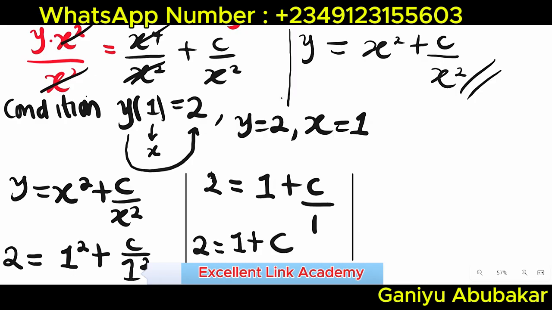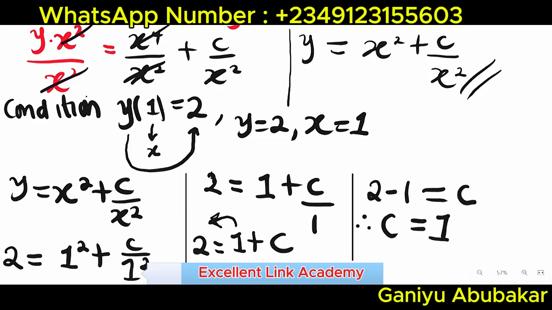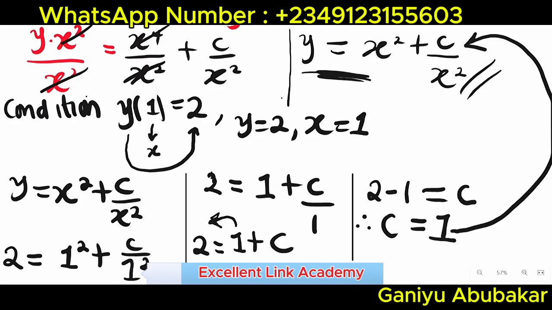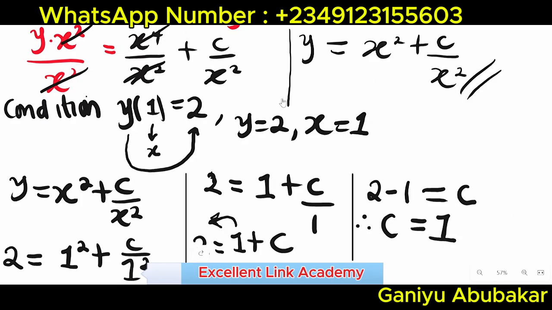Let's make c the subject of the formula here. I'll take this 1 to the other side. That gives you 2 minus 1 equals c. So therefore, c equals 1. If c is 1, I can now put this value of c inside this place, and that's the final answer. So I'll put this c that is 1 back into the original answer. Let's put c back and see what we get as our final answer.